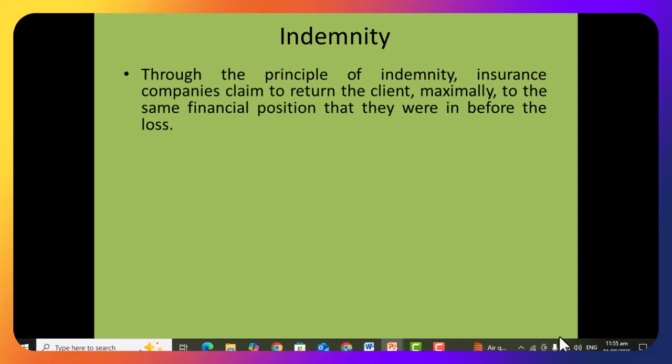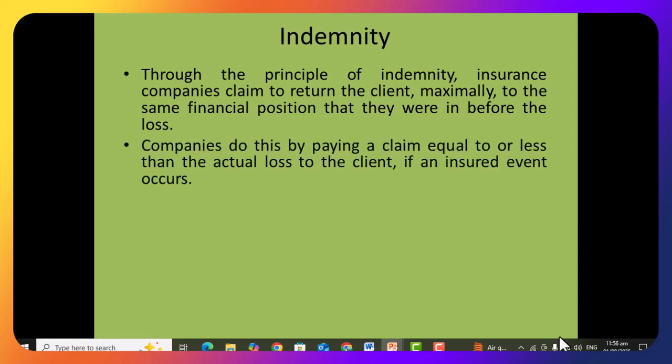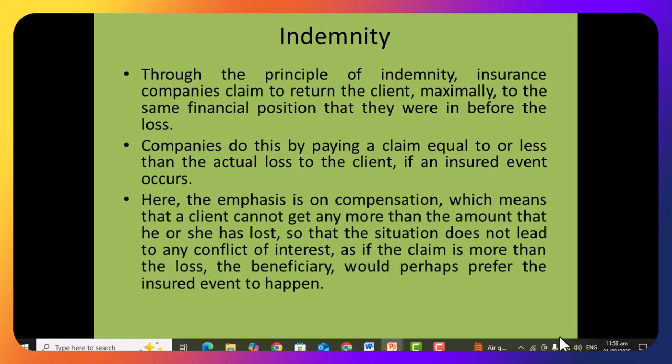Through the principle of indemnity, insurance companies aim to return the client maximally to the same financial position that they were in before the loss. Companies do this by paying a claim equal to or less than the actual loss to the client if an insured event occurs. Here, the emphasis is on compensation, which means that a client cannot get any more than the amount that he or she has lost, so that the situation doesn't lead to any conflict of interest. As if the claim is more than the loss, the beneficiary would perhaps prefer the insured event to happen.